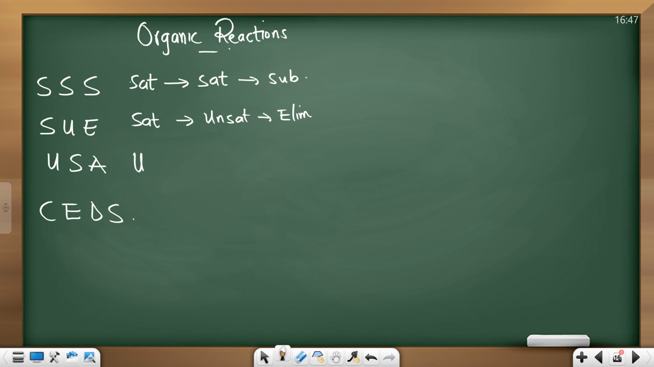And number 3, when I start from an unsaturated and I get to a saturated, I am simply going to be dealing with what? An addition reaction. Thank you. Look, you do this very simply. Anytime you have saturated to saturated, you're starting substitution. It's also substitution.